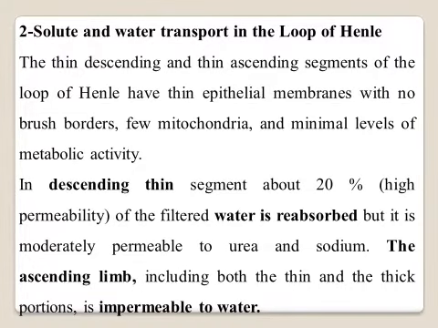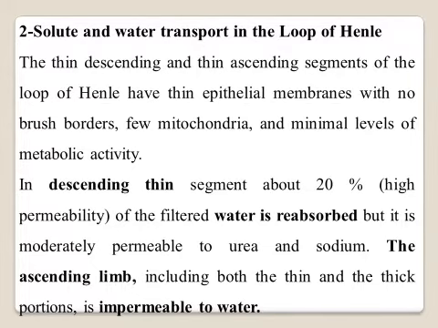Solute and water transport in the loop of Henle. Now we talk about the second part of the renal tubule, which is the loop of Henle. As you know, we have a descending and an ascending part: the thin descending and the thin lower half of the ascending loop of Henle, and the upper part of the ascending loop of Henle is thick. Each one has specific characteristics, and each part has its own selectivity for reabsorption and secretion of substances.